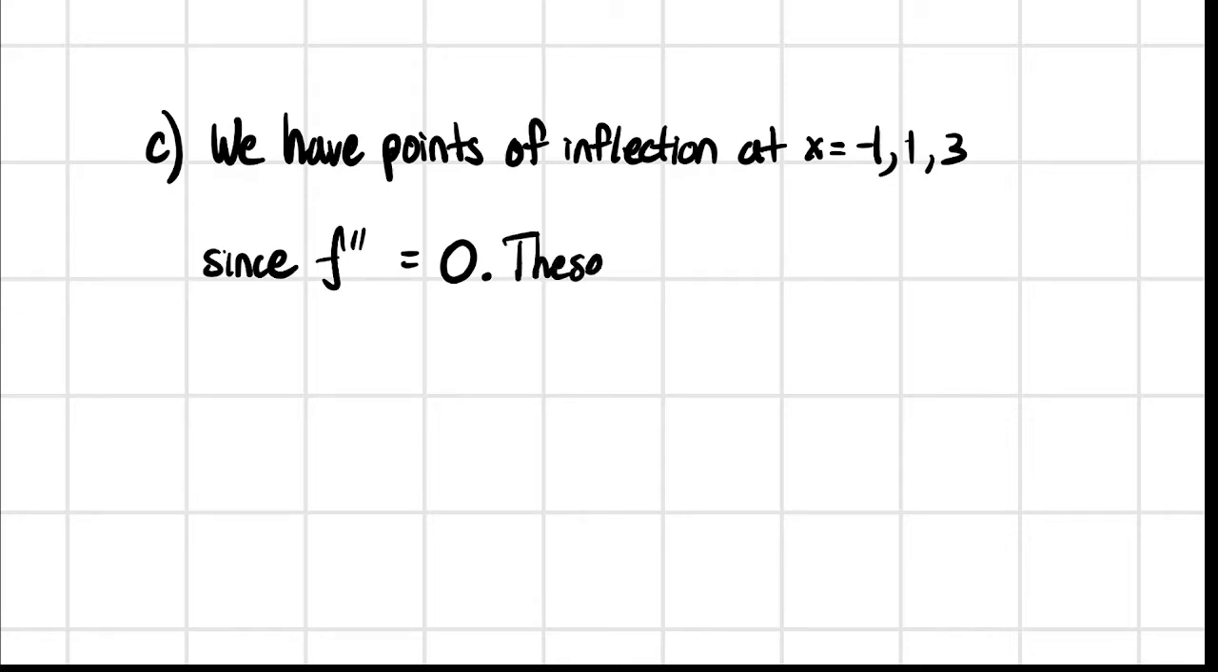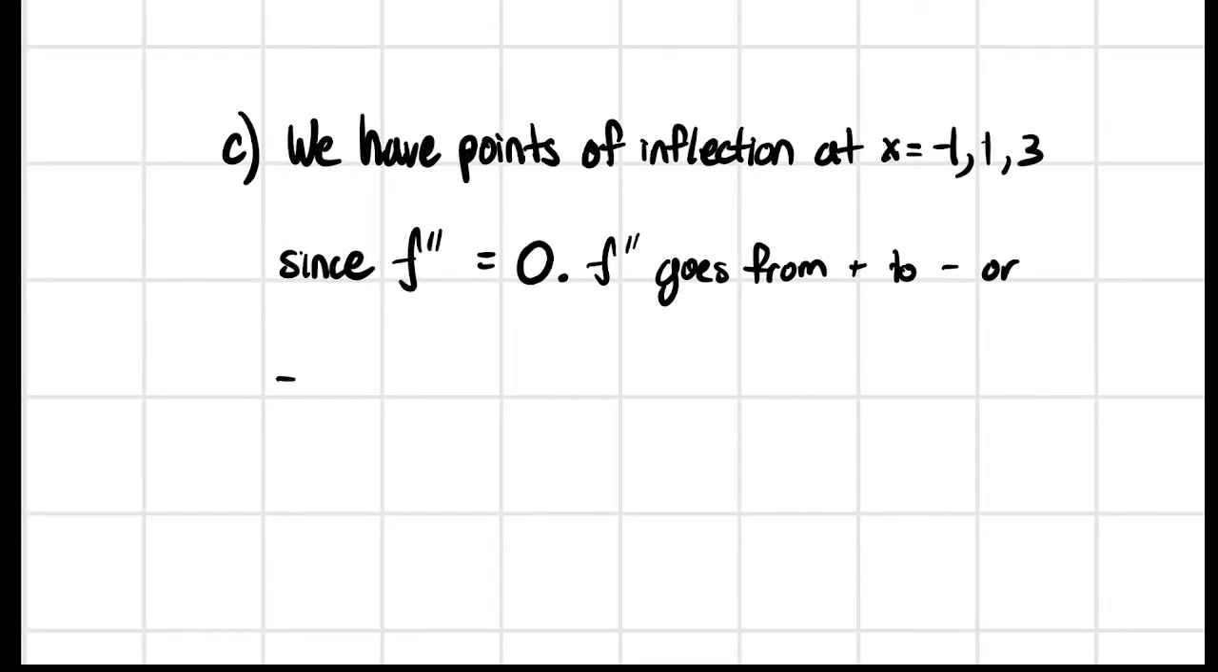These points go, in this case, it would be the second derivative again, I guess. F prime goes from plus to minus or minus to plus at these points.